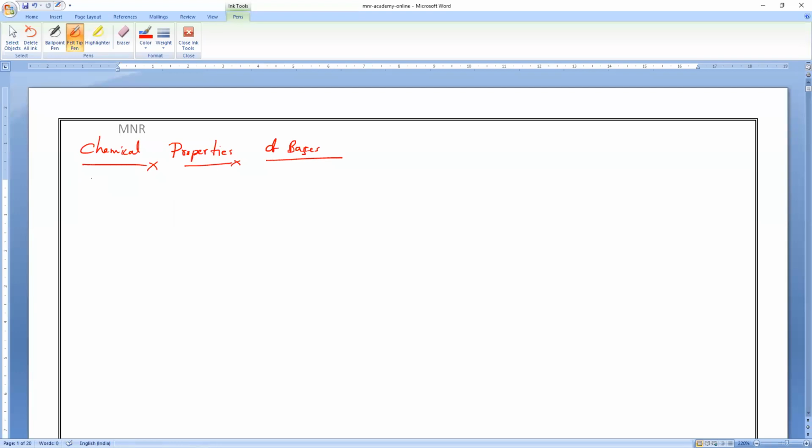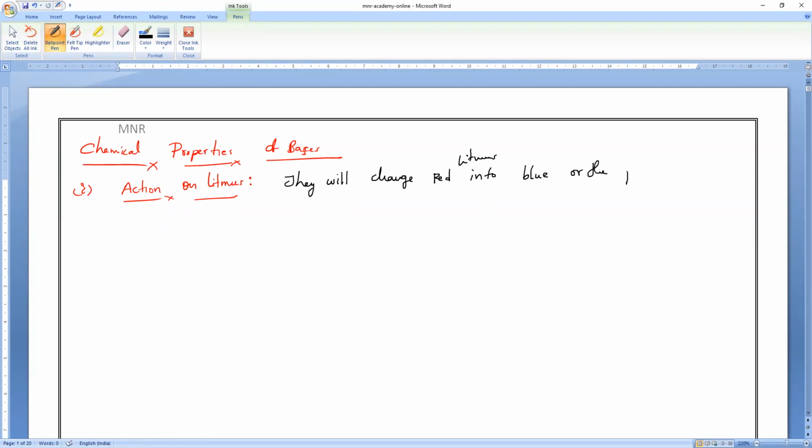First one. The most important property, which is very well known to us, is action on litmus. So what will the bases do? They will change red litmus to blue color.